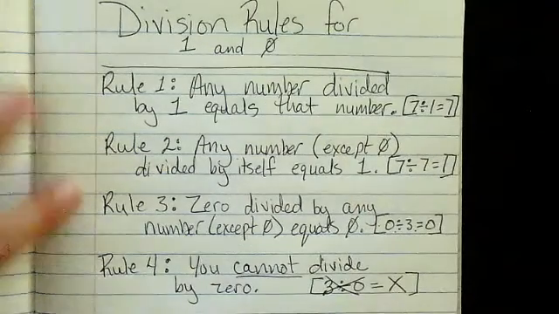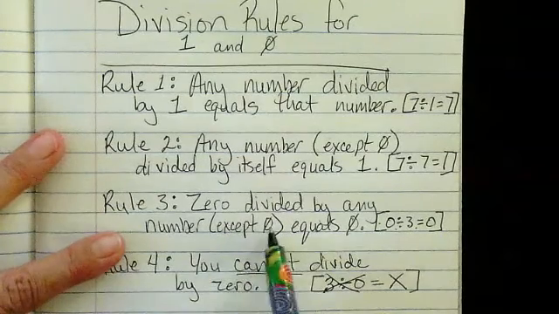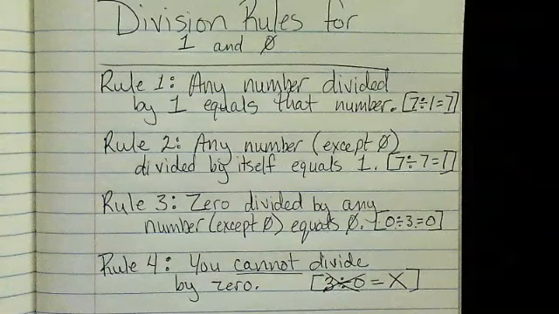Okie dokie. Rule 3. 0 divided by any number except 0 equals 0. And you cannot divide by 0. So those are our 4 rules.